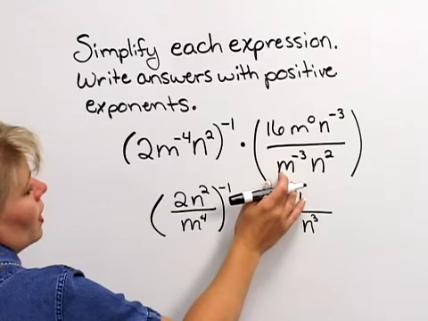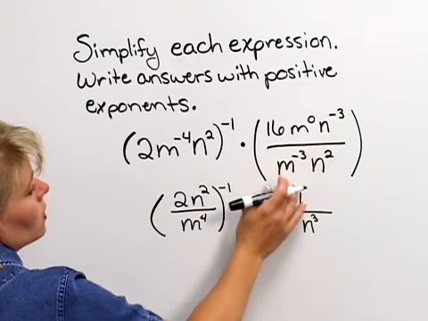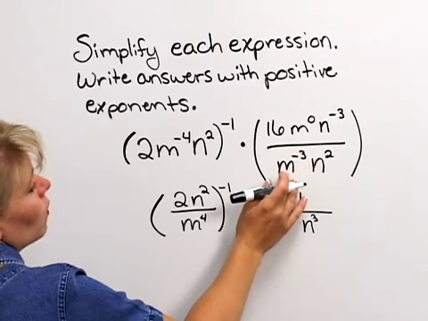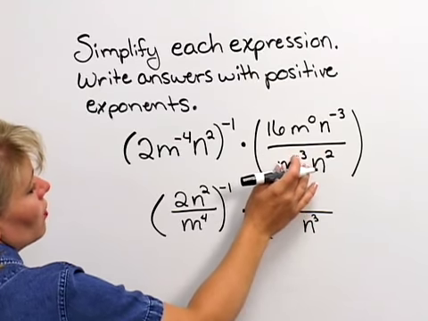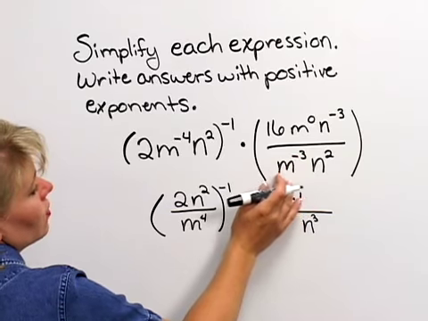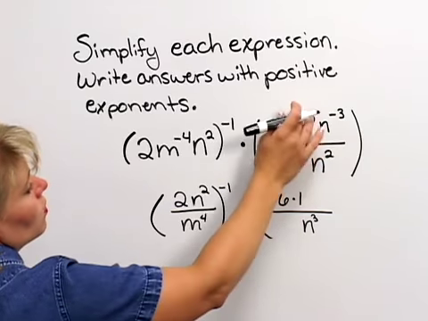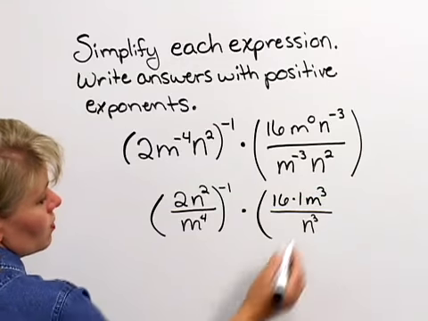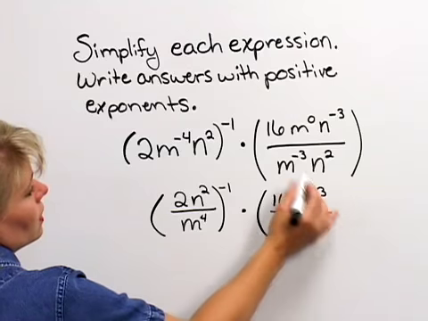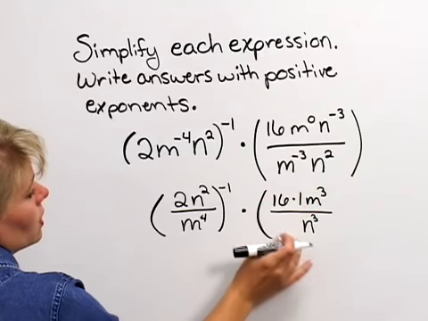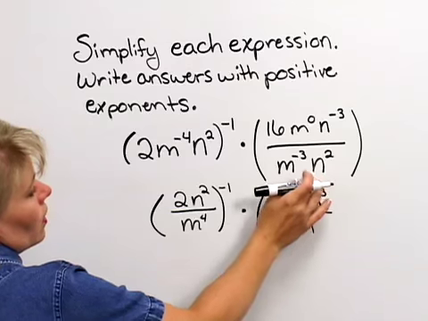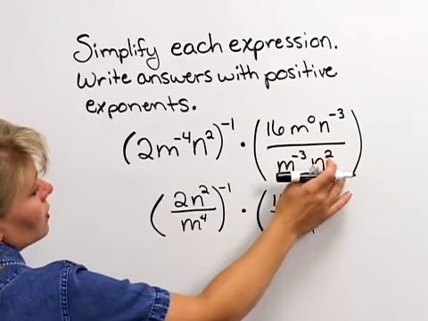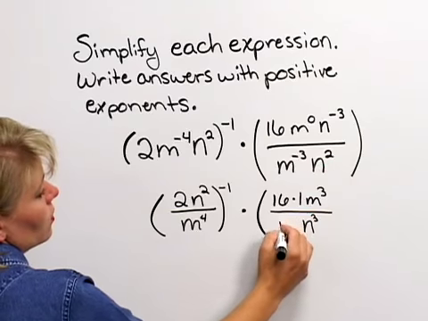Now moving to our m cubed, notice m cubed is actually m to the negative 3. To make it have a positive exponent instead of a negative, since it's in the denominator, we'll move it up to the numerator. And that gives you an m to the positive 3 instead of having your negative exponent in the denominator. Now this n squared already has a positive exponent, so we'll leave it where it's at.